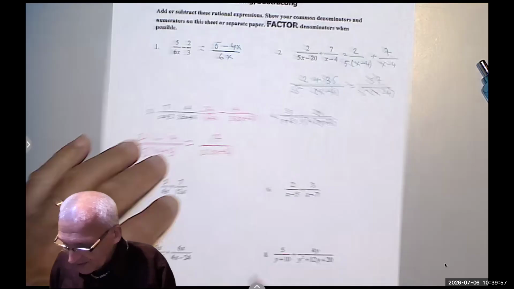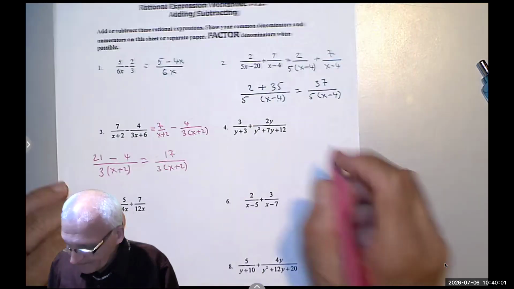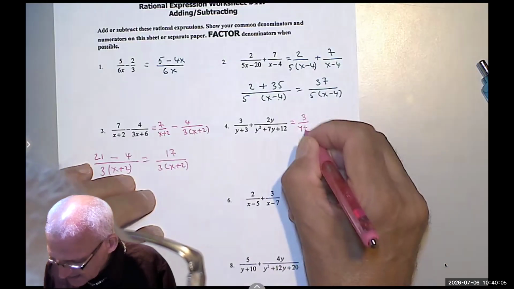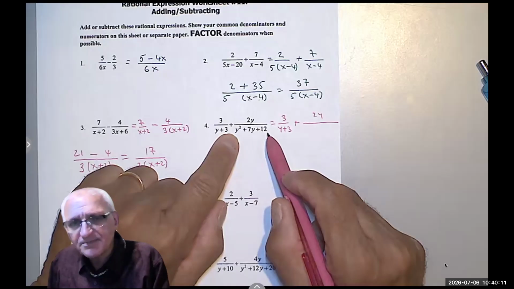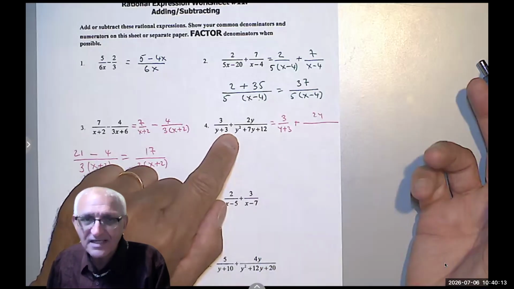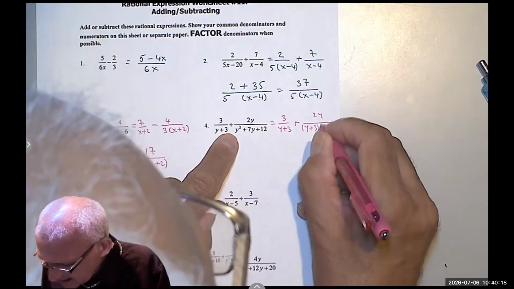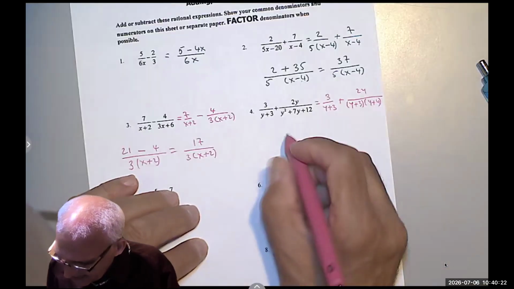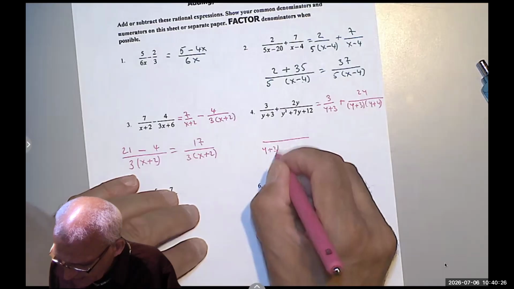We move to this one. Oh, now I have to break this. So this can be written as 3 over y plus 3 plus 2y over y squared plus 7y plus 12. And now I have two numbers that multiply to 12 and add up to 7. We know they are 3 and 4. So y plus 3 times y plus 4. The common denominator would be y plus 3 times y plus 4.